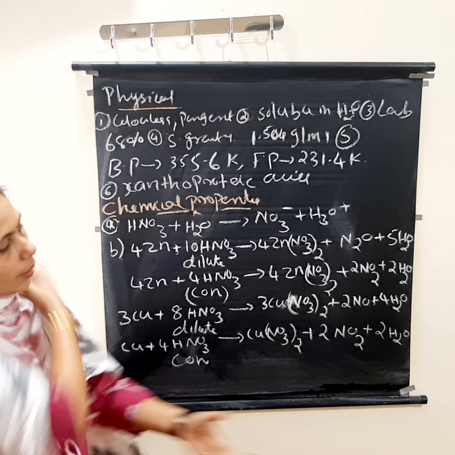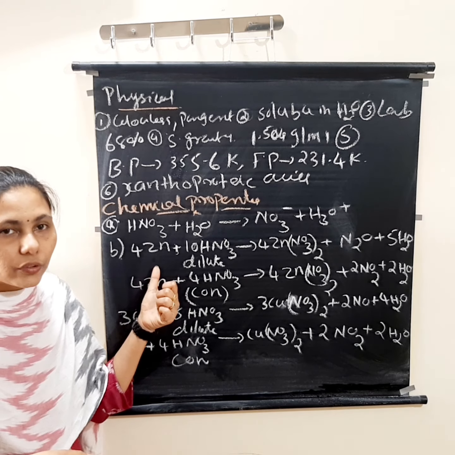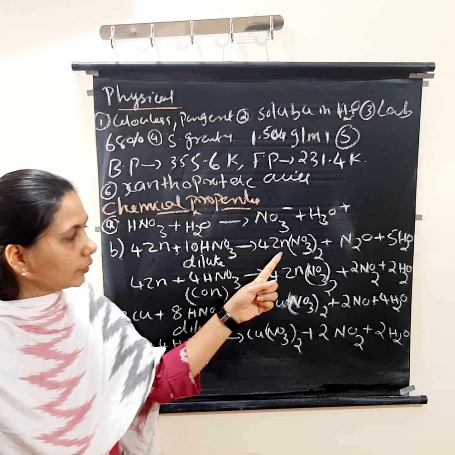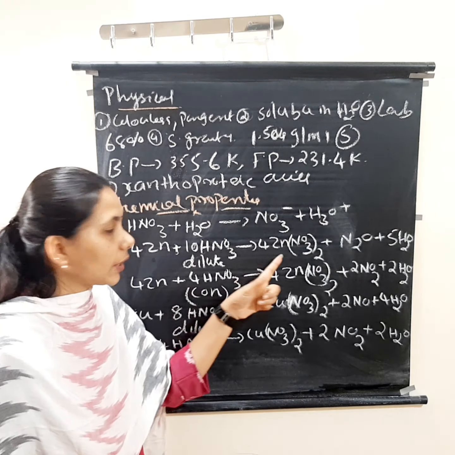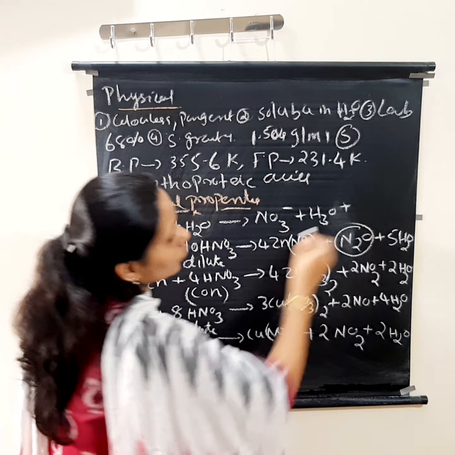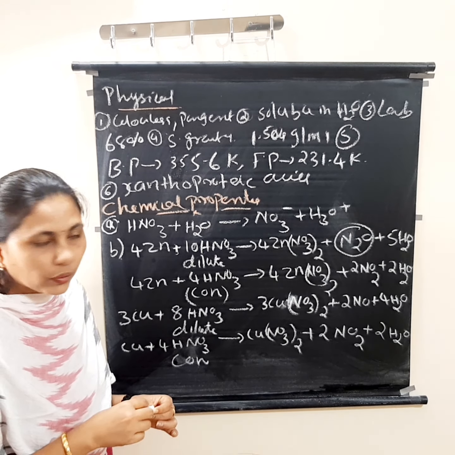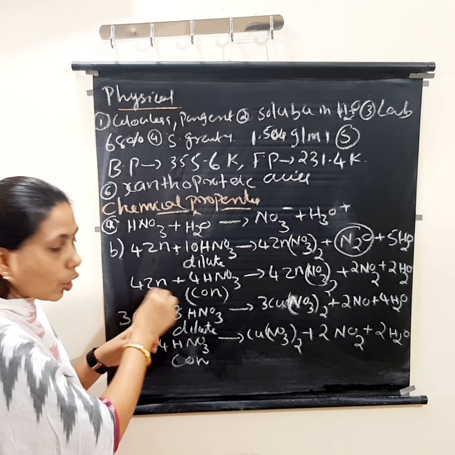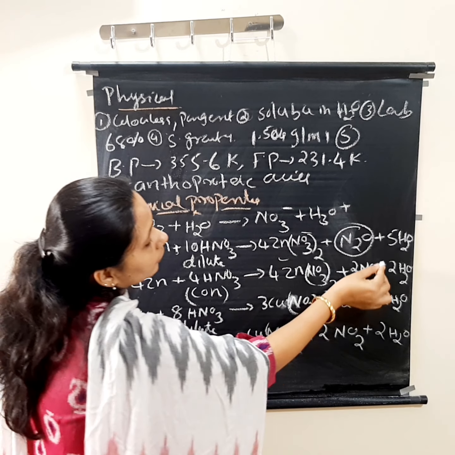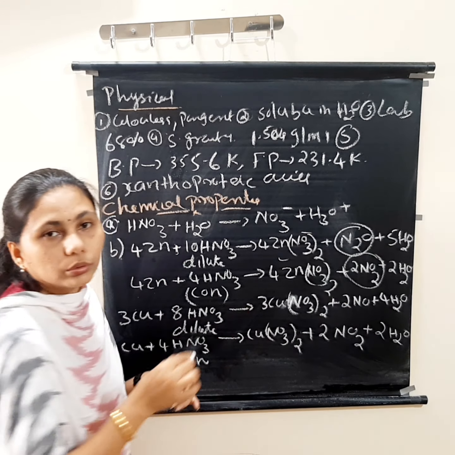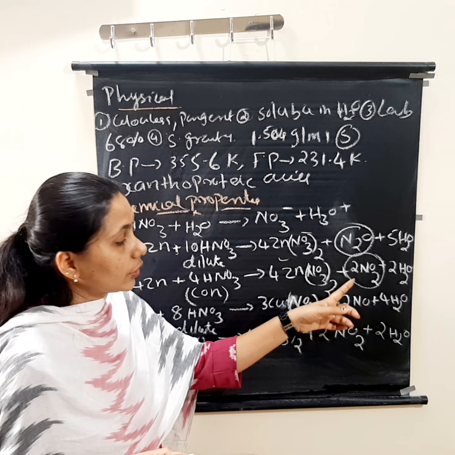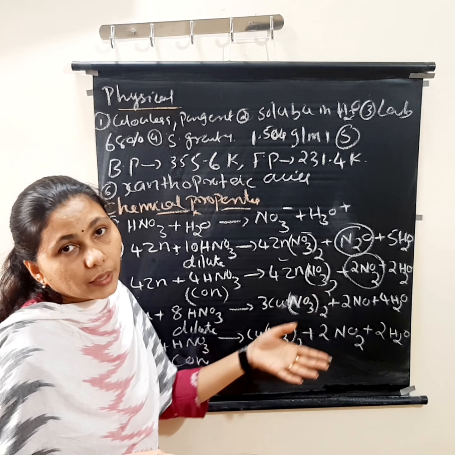For example, when dilute nitric acid is treated with zinc, the metal is converted to its nitrate and the acid is reduced to N2O. Then with concentrated nitric acid and the same zinc, the product is the same, but the only difference is NO2. This one is dinitrogen oxide and this is nitrogen dioxide. You can expect this type of question.